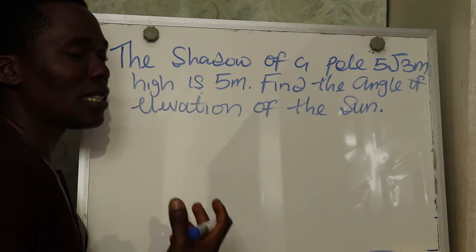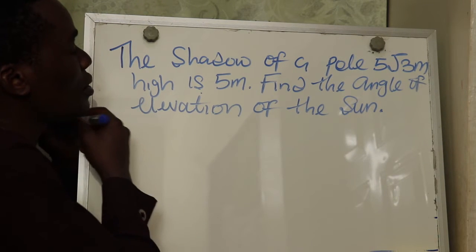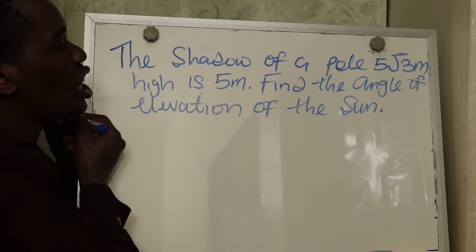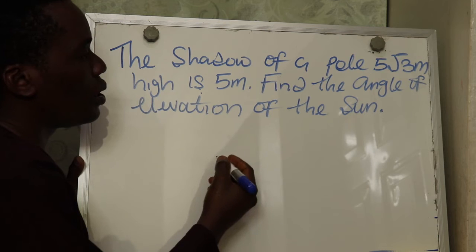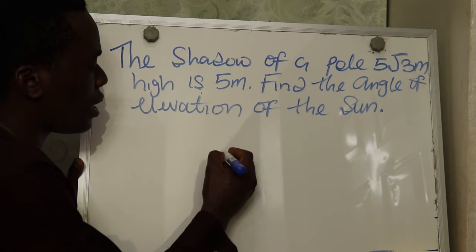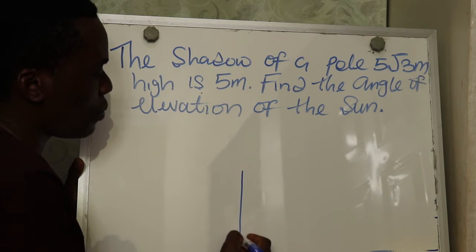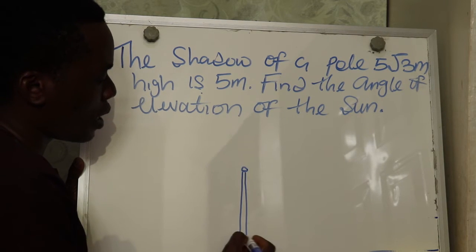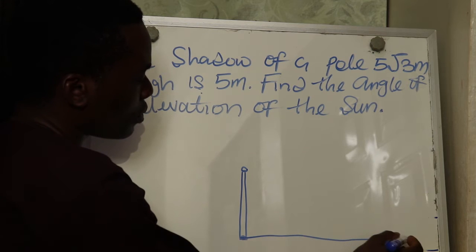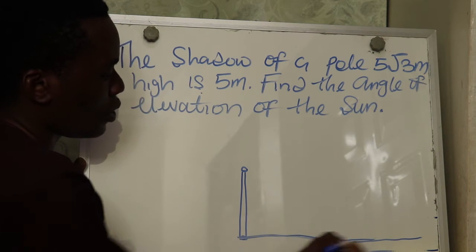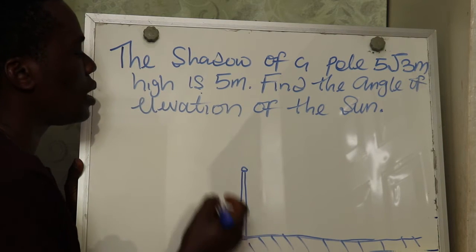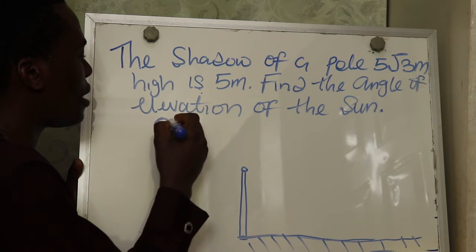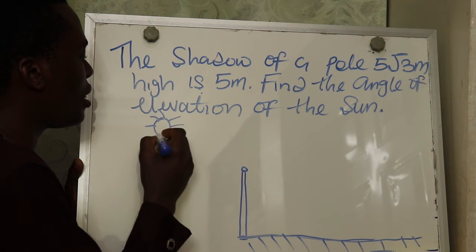Now we'll look at it sentence by sentence. The first sentence says the shadow of a pole. Now the pole is 5√3 meters high. Let's assume this is the pole, and this pole is on the ground, and let's assume here we have our sun shining high there.